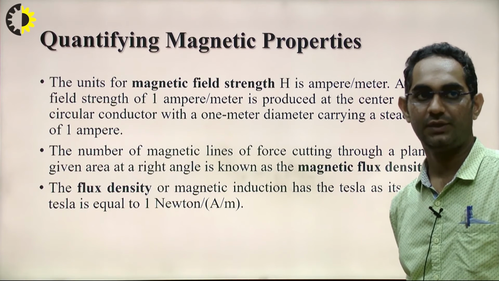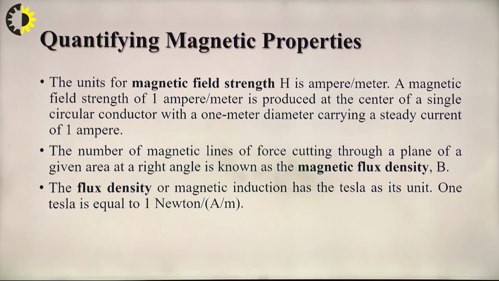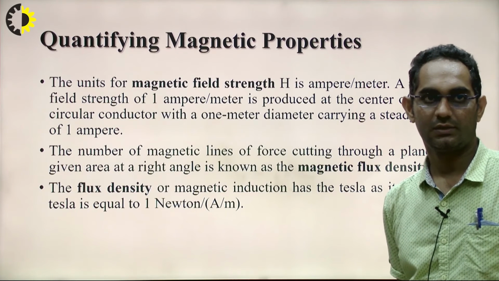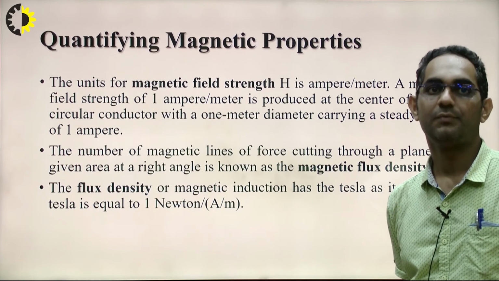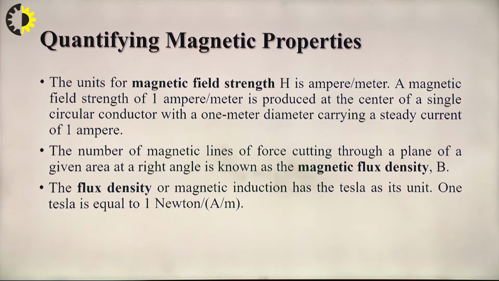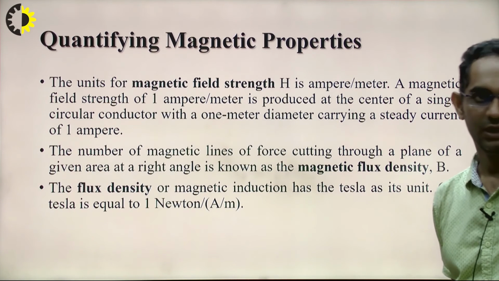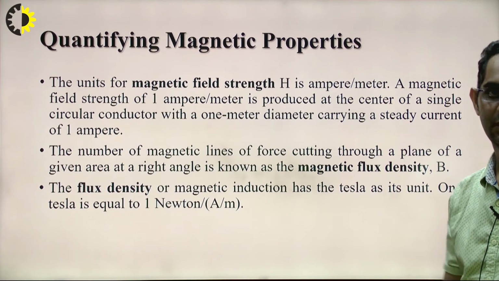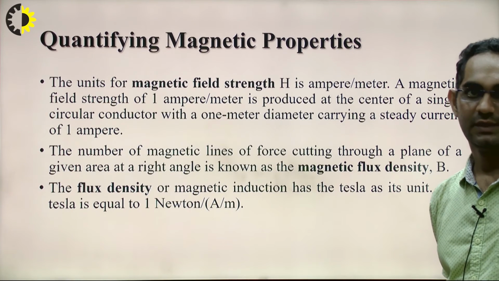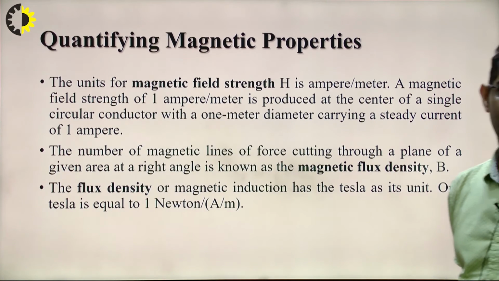A magnetic field strength of 1 ampere per meter is produced at the center of a single circular conductor with a 1 meter diameter carrying a steady current of 1 ampere.